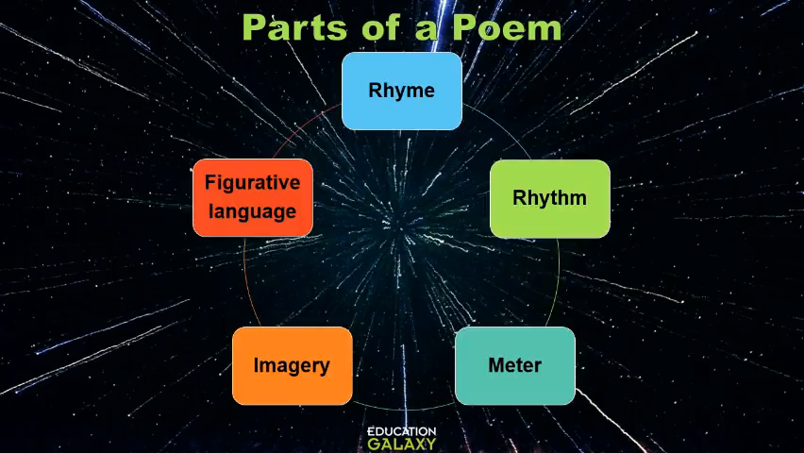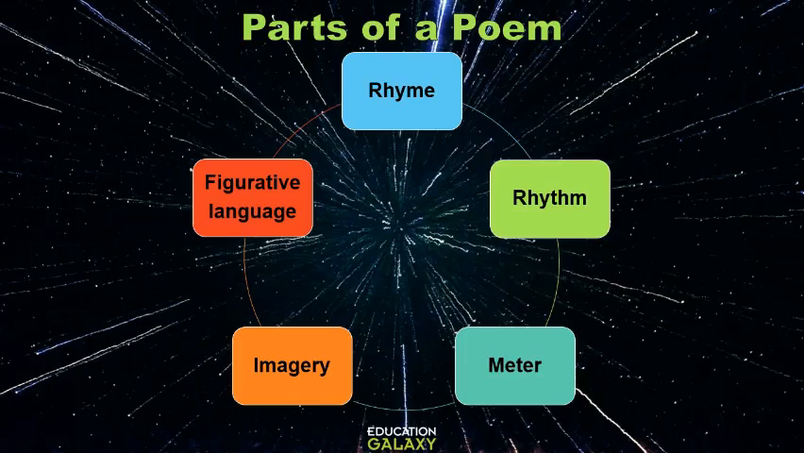These are the elements that give the poem sound qualities: the rhyme and the rhythm. Parts of the poem that give it musical quality are rhyme, rhythm, and meter. So the rhyme is when words end in the same sound, sometimes within a line, sometimes at the end of lines. And the rhythm is the beat of the poem. The meter is the pattern of sounds in a poem.